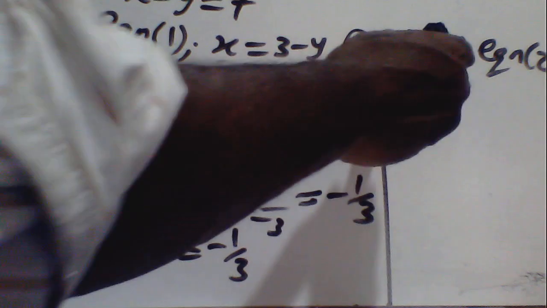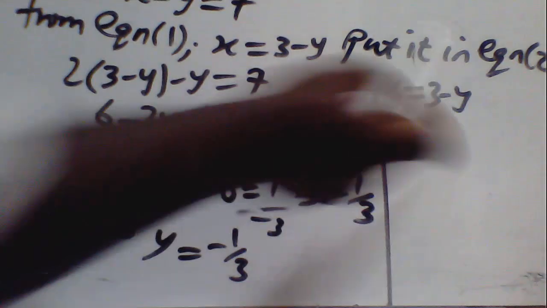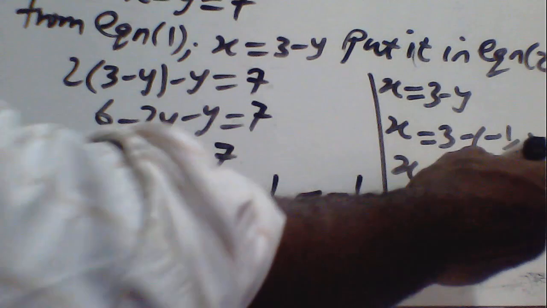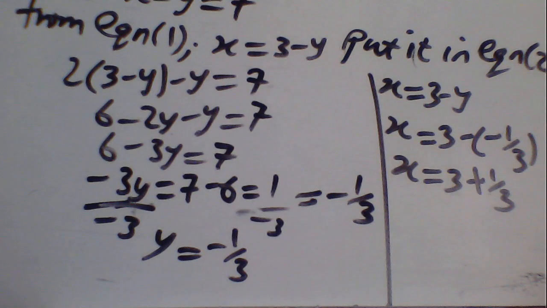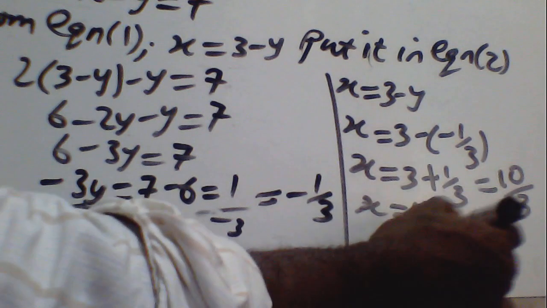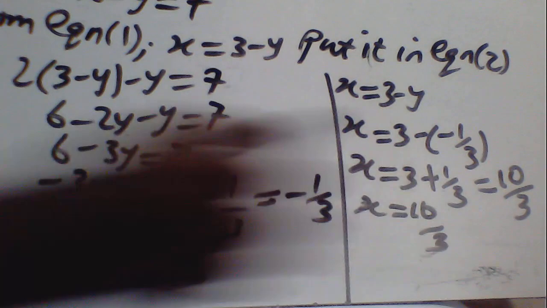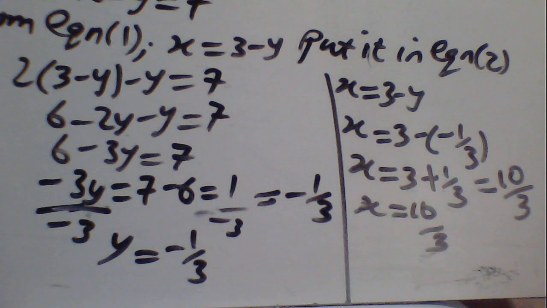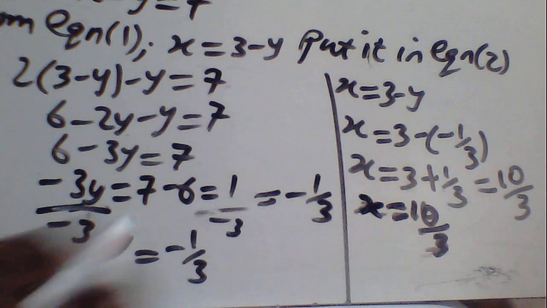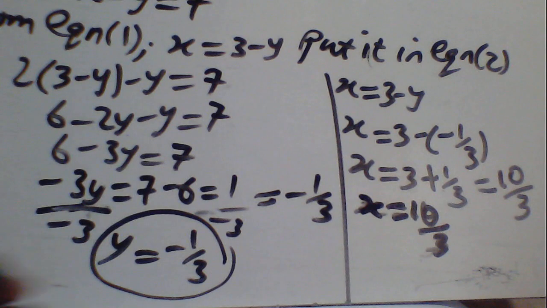So you put it in equation 1, where x is equal to 3 minus y. Wherever you see y, you put minus 1 over 3, so x is equal to 3 minus in bracket minus 1 over 3. When you open the bracket, you have 3 plus 1 over 3. When you simplify it, 3 times 3 will give us 9, plus 1 will give us 10, so you have 10 over 3. So x is equal to 10 over 3, and y is equal to minus 1 over 3.